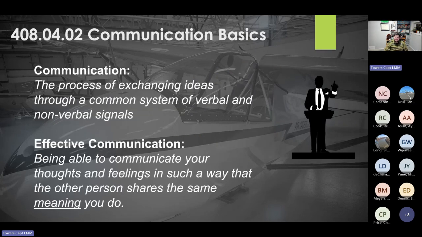So communication is defined as the process of exchanging ideas through a common system of verbal and nonverbal signals. A definition is pretty straightforward, but it comes up a little short of the ideal. We are more concerned in aviation about effective communication. So, effective communication is being able to communicate your thoughts and feelings in such a way that the other person shares the same meaning that you do.